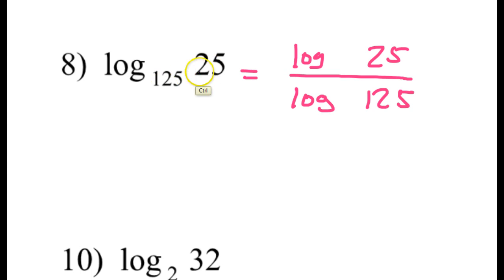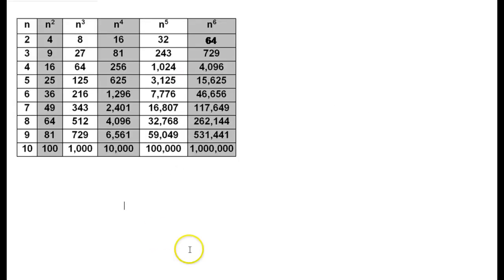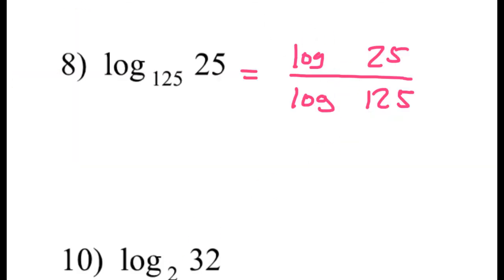So I'm going to think about what base these two numbers have in common. So for example, 25 and 125 can both be written as base 5. What I mean is 5 squared is 25 and 5 to the third power is 125. So because these can both be written as base 5, then that's the base I'm going to use for both of these. Because now I can easily evaluate the numerator and I can easily evaluate the denominator.